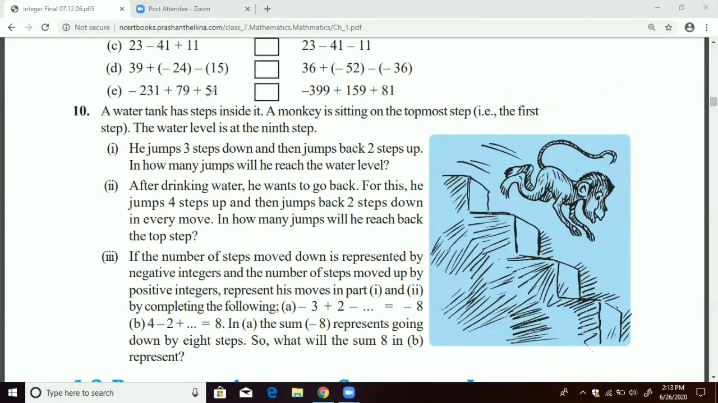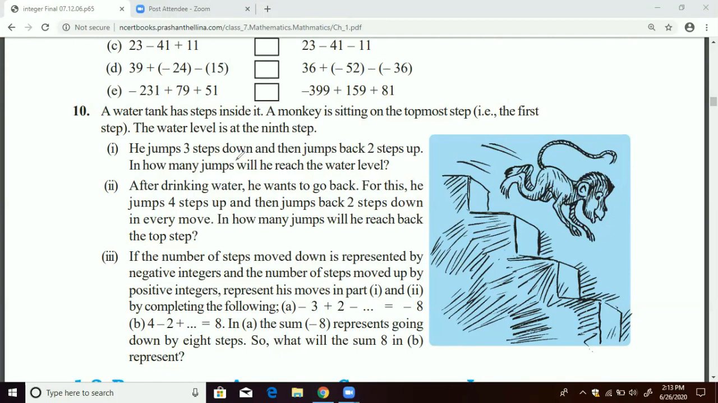A water tank has steps inside it. A monkey is sitting on the topmost step, that is the first step. You can see a picture also here. The water level is at the 9th step. He jumps 3 steps down and then jumps back 2 steps up. In how many jumps will he reach the water level? This is the first question.